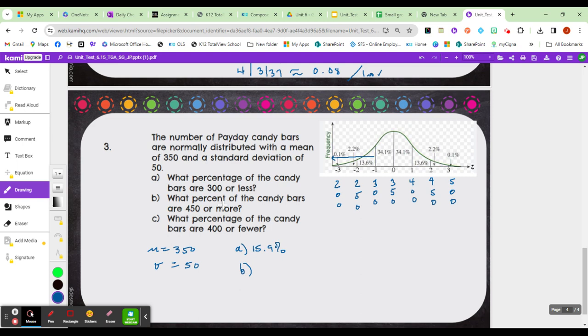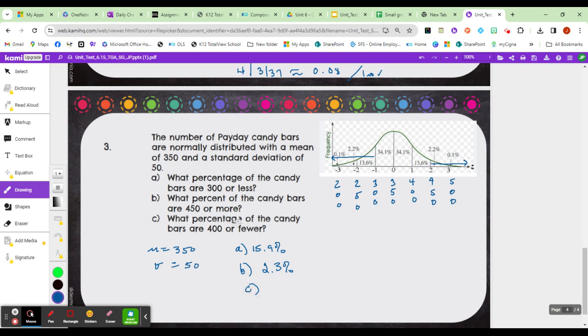B says, what percent of the candy bars are 450 or more? So 450 is here. So I'm going to add all the percentages that are more than 450. So that's 2.2 and that's 0.1. So that's going to be a total of 2.3%.